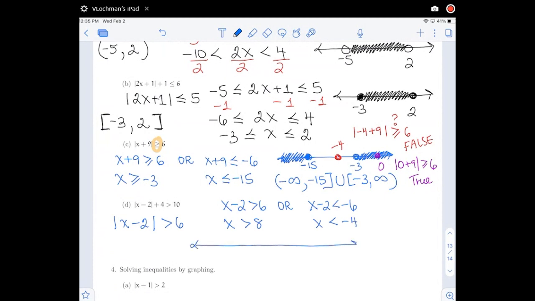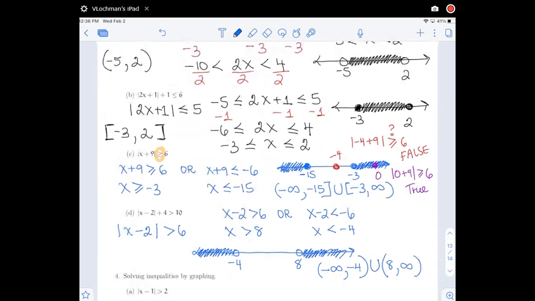Let's sketch it. Negative 4, we're not including to the left of negative 4 here. Positive 8, also not including. And what is the final answer? In interval notation, we go from negative infinity to negative 4, parentheses, we're not including it, union, parentheses, 8, positive infinity. Okay?